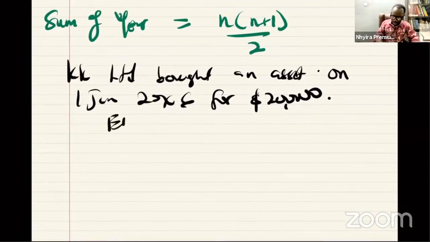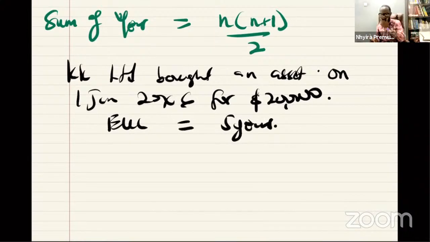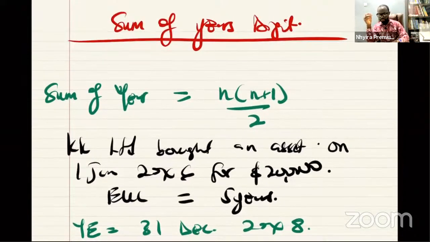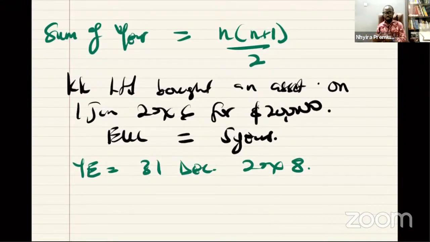Let's say that the economic useful life on the asset is 5 years. Stay with me carefully here. We are preparing the account for the year ended 31st December 20x8. So how do we get the carrying amount of the asset for the 31st December 20x8? And I'm going to use all the methods to give you an idea of what exactly is going on there.